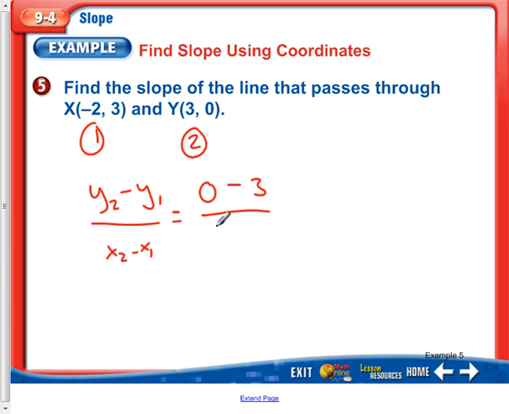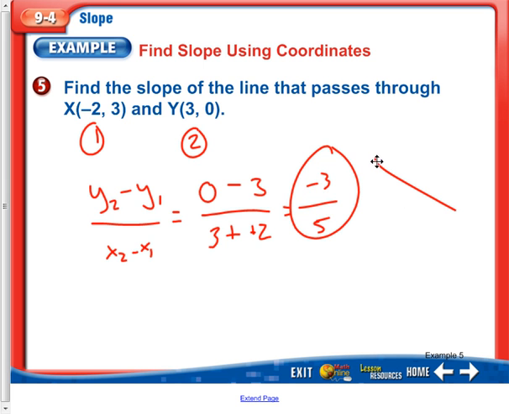x2 would be 3 minus x1 would be negative 2. Alright, so I'm going to end up with negative 3, and this is an uh-oh, so let's fix that. We have a 5. So my slope is negative 3/5. What that means is we're going to have a decreasing graph, and it's going to go down 3, and it's going to run 5. So that's what it would look like here on the graph. It's going to go down 3 and run 5, and it is a negative slope.